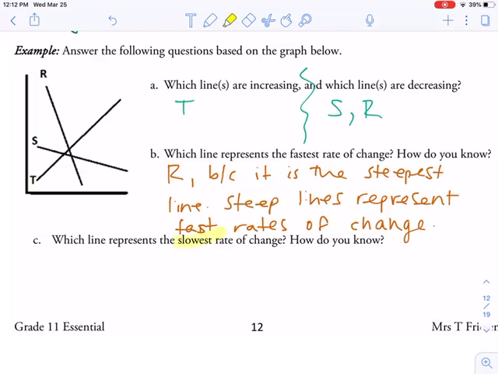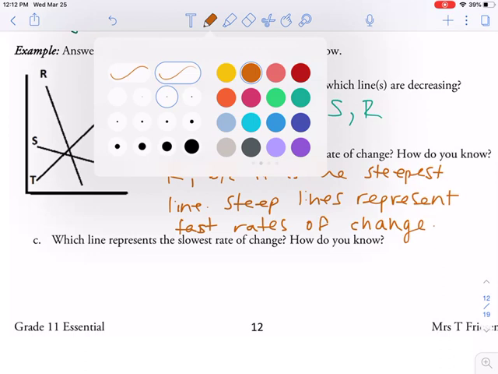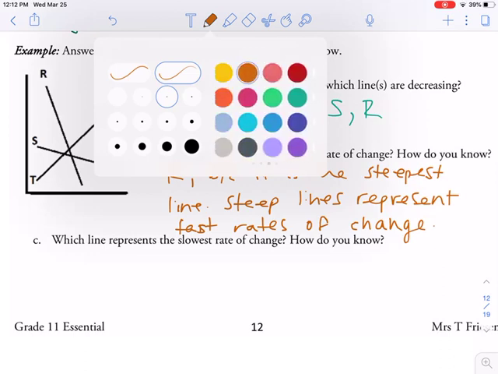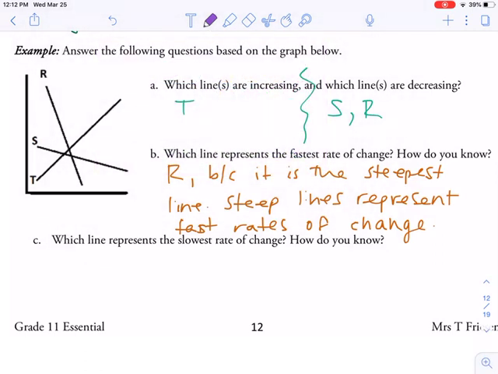And then question C is kind of the same question, but the opposite: which line represents the slowest rate of change? Using the same logic we just used for question B, but in reverse, we're going to look at which one is the shallowest line, the least steep. We kind of talked about this already. It's pretty clear that S is very, very shallow, so that would make S our shallowest line. So S represents the slowest rate of change because it is the shallowest line. This is the opposite reasoning from B because we're looking for the opposite feature.